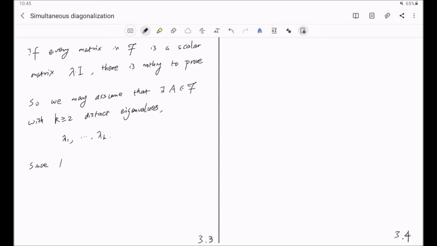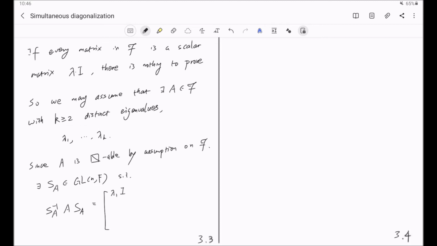Since A is diagonalizable by assumption on F, there exists S sub A that is non-singular, such that S_A inverse times A times S_A has the following form: lambda 1 times I_n1 through lambda k times I_nk, with n1 plus through plus nk equal to n.